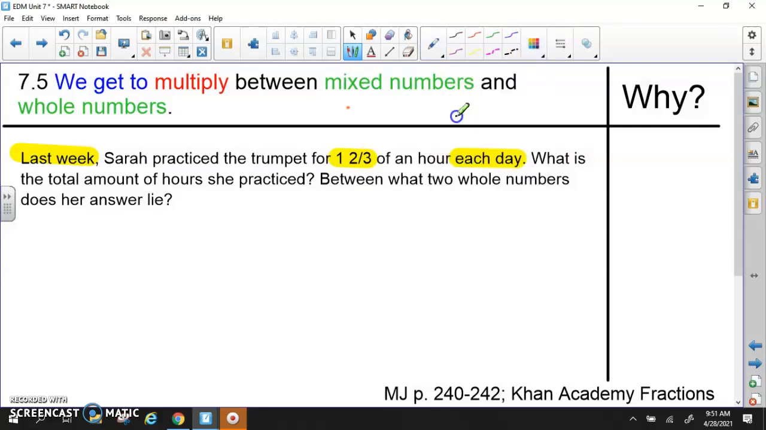This is not 12/3. Do you see the little space here? I know it's kind of hard to see maybe. This is 1 2/3. And I'll write it a little bit differently. Sometimes it's easier to see that way, right?